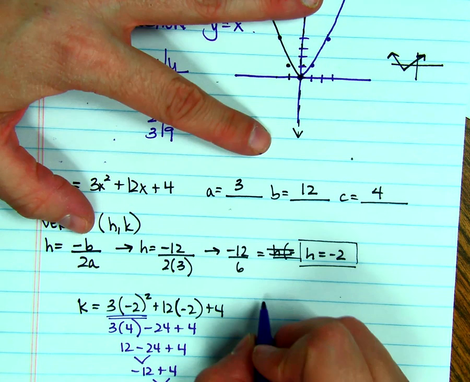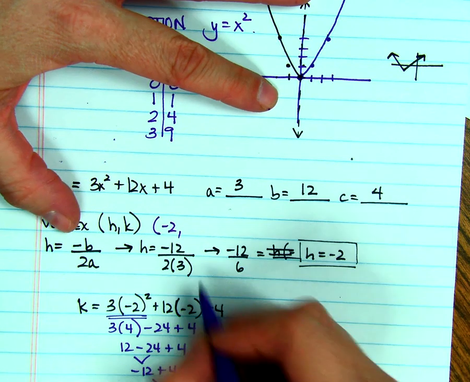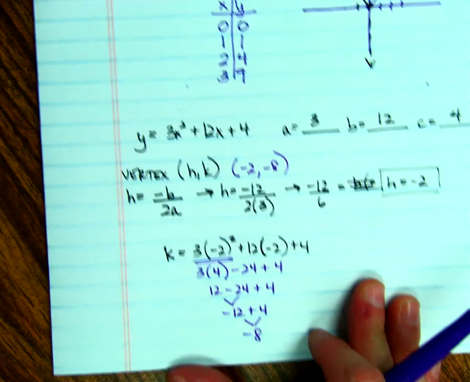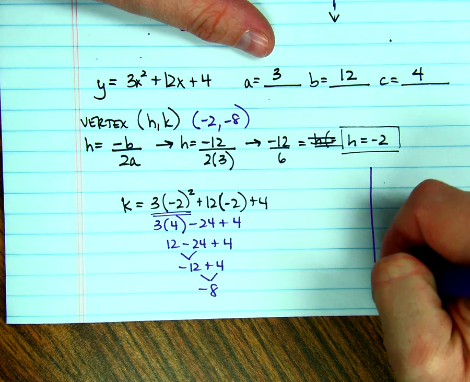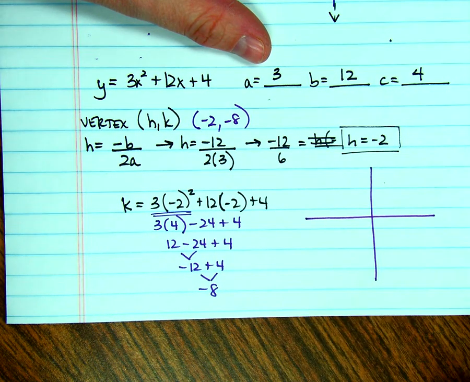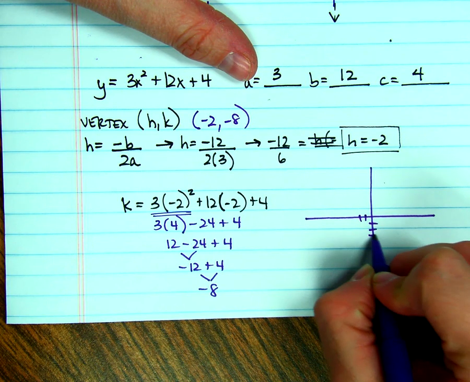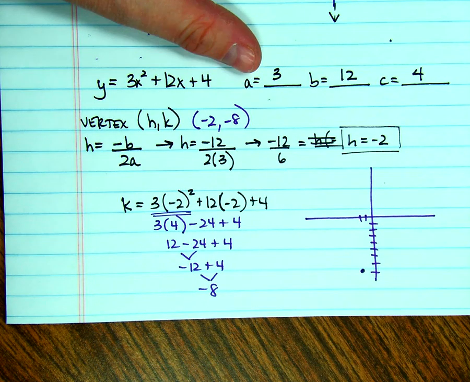So my vertex is my H and my K. So that means that my parabola is going to have a vertex at negative 2, negative 8. Negative 2, 1, 2, 3, 4, 5, 6, 7, and 8. Okay, so there's my vertex.